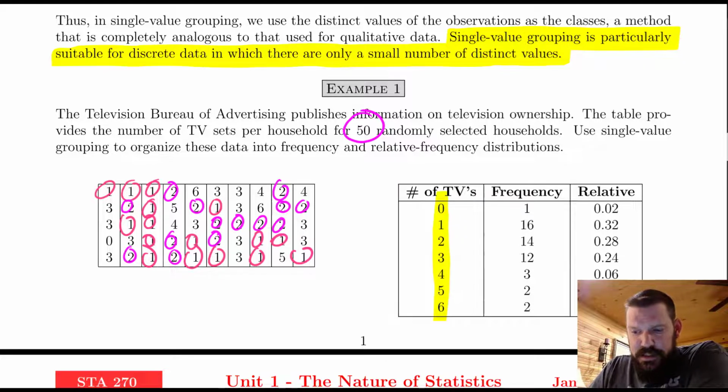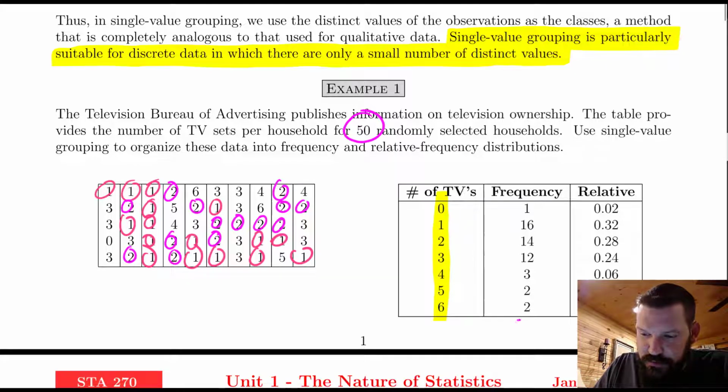So if we go down through the list, 3, there's 12 households with 3 TVs. There's 3 households with 4 TVs, 2 households with 5, 2 households with 6, and that's all of the frequency values. We've counted them all up. If we add this up, we should get not 40, we should get 50. 1, 16 is 17, plus 14 is 31, plus 12 is 43, 46, 48, 50. So it all does add up.